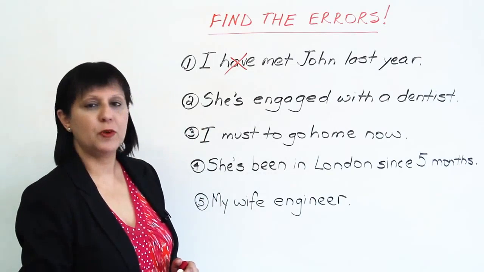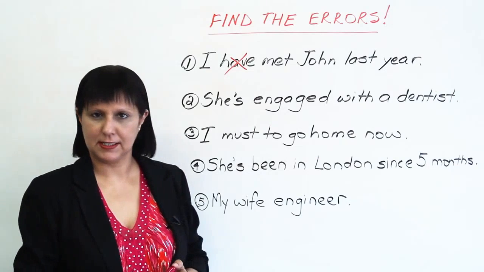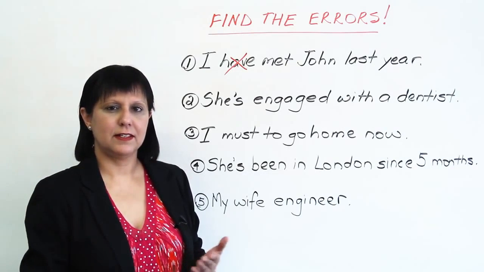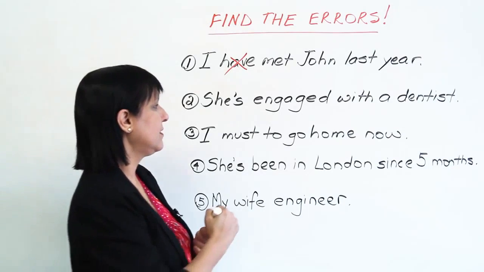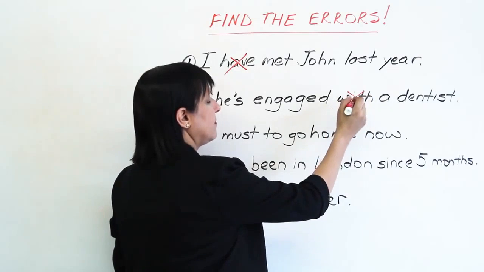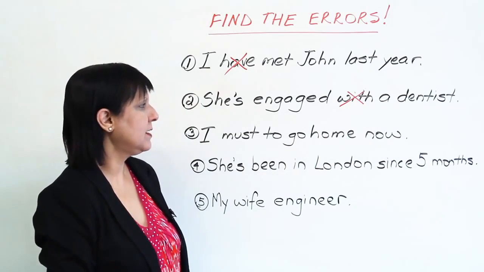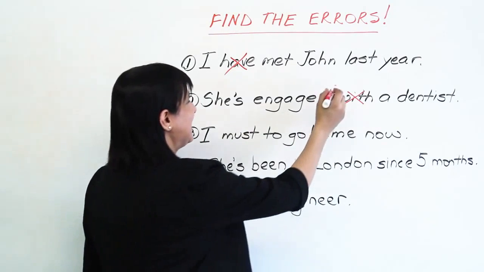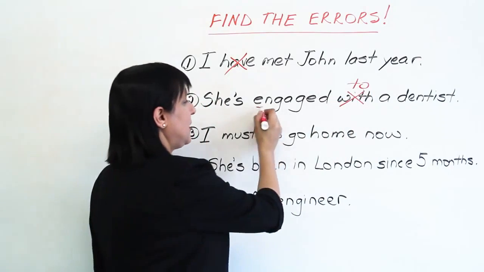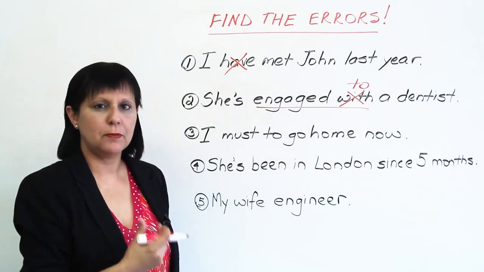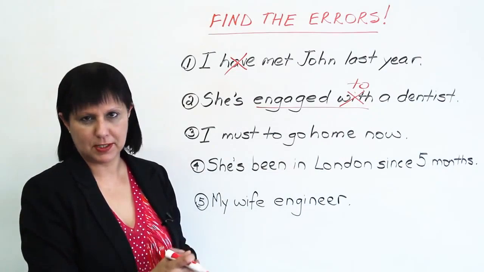She's engaged with a dentist. Okay? Take a second. Do you have any idea? Where's the error? Okay. So the error is here. It's the wrong preposition. Okay? The preposition should be, she's engaged to a dentist. Alright? We actually say engaged to, married to. Alright? So here the problem was with the preposition.